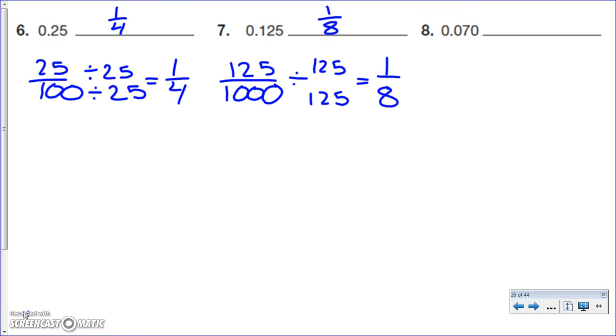For number 8, we have 70 thousandths. Now we know with decimals that the 0 at the end isn't holding any place value, so we're going to cross it out. Now if we read our decimal, we have 7 hundredths, which is easy to write as a fraction. And it cannot be simplified because we know 7 is prime and 100 is not divisible by 7.